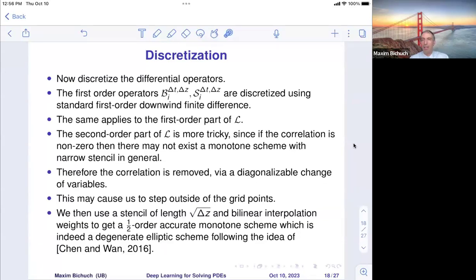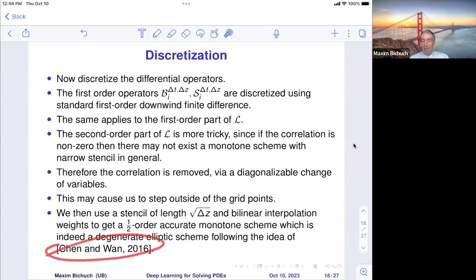So you will use somehow non-traditional points, further away from the point that you're discretizing, specifically of the length of order square root of delta z. And then you can use classical bilinear interpolation weights to get only a second order accurate scheme, but the benefit of all this hard work is that your scheme will remain monotone, and you can ultimately show that it is also degenerate elliptic.